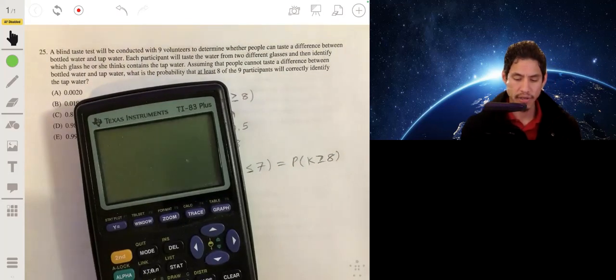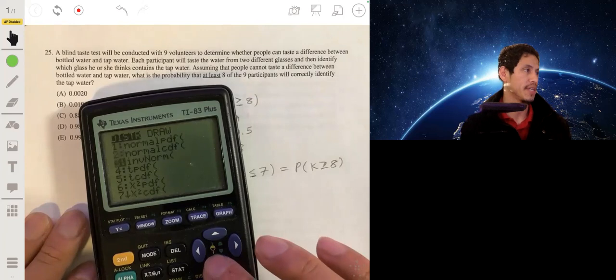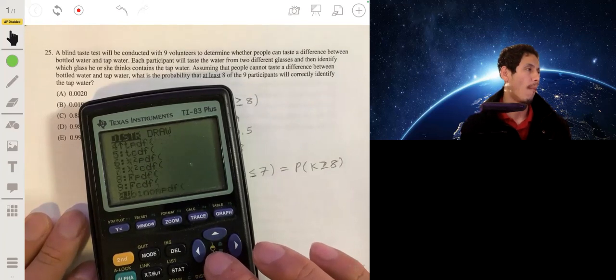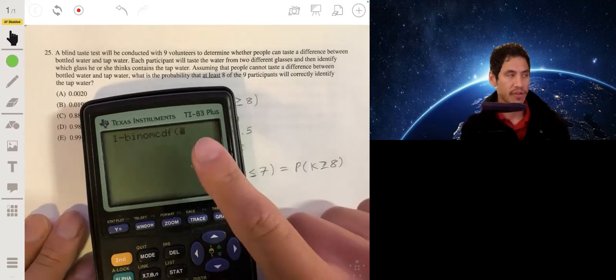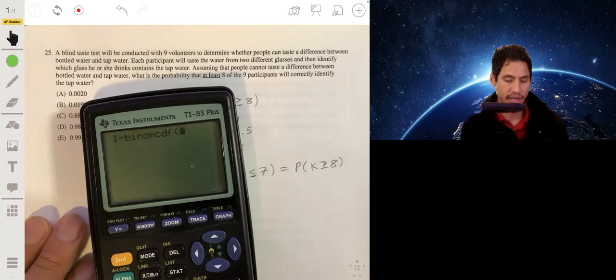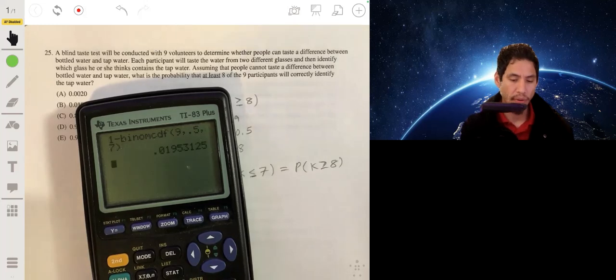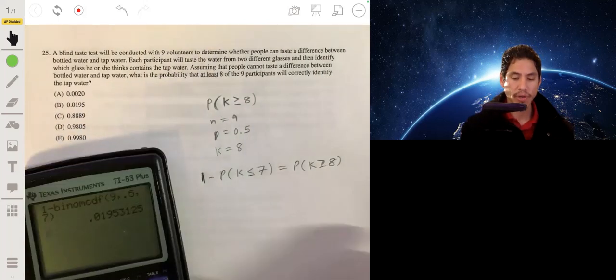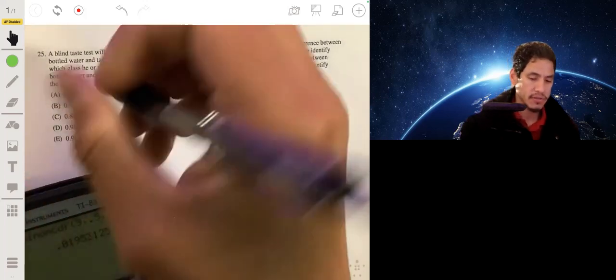So in your calculator, you're going to do 1 minus, and you're going to go to binomial CDF, binomial cumulative density function. Its syntax is NPK. So N is 9, comma, P is 0.5, and K will be 7. So NPK, and you'll get about 0.019. So the answer is B.